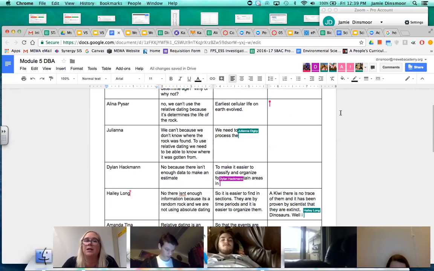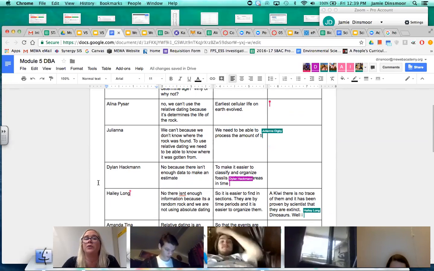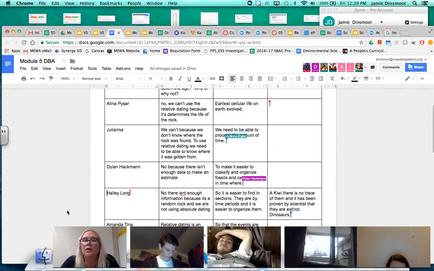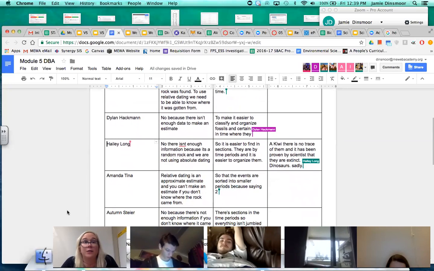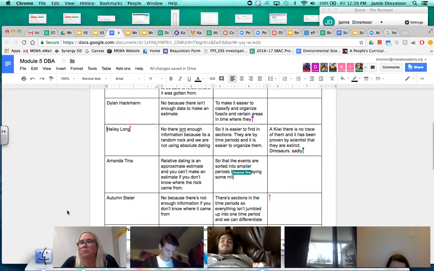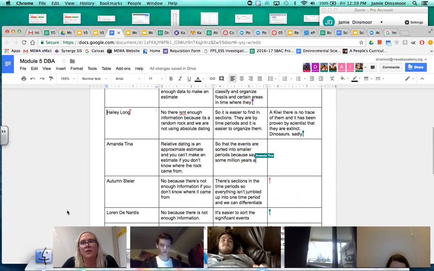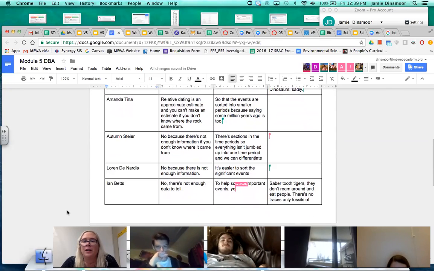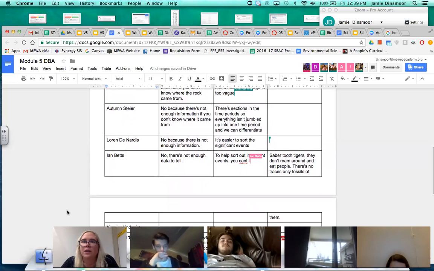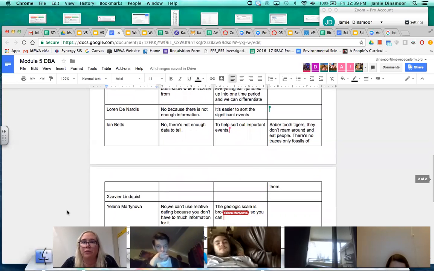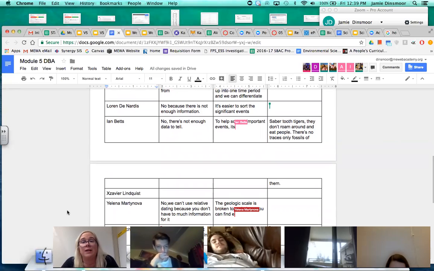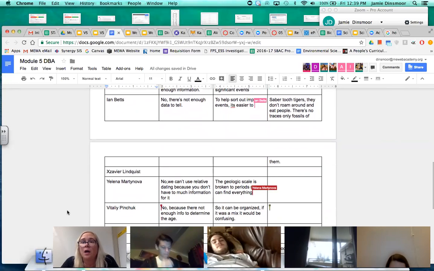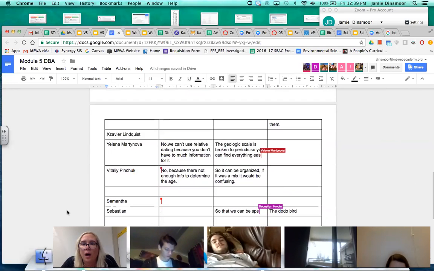Let's see. To make it easier to classify and organize fossils. Excellent answer by Dylan. So it's easier to find the sections, right? Their time periods. Exactly, right? Just like how we break up minutes into seconds kind of stuff. Smaller periods, etc. Okay, there's sections and time periods, so everything isn't jumbled up. We can differentiate. It's easier to sort significant events. Good. Yeah, so it could be organized, otherwise it would be confusing.